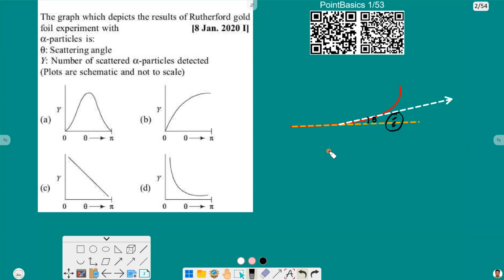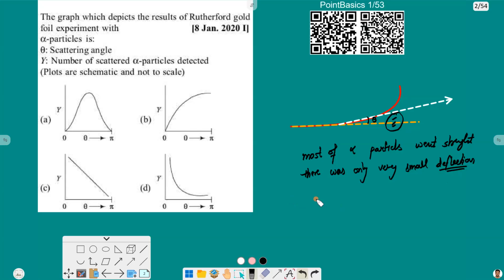Now, if you remember, in the Rutherford scattering experiment, most of the alpha particles went straight. There was only very small deflection. So we can say that the number of particles, represented by y, will be high for most of the particles for which deflection is very less, meaning theta is very small. So when y is very high, theta will be very small.